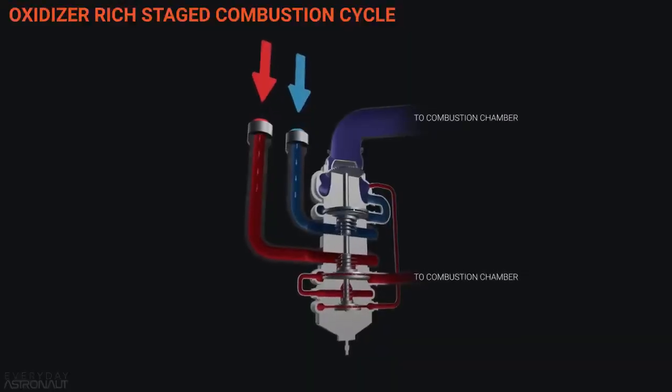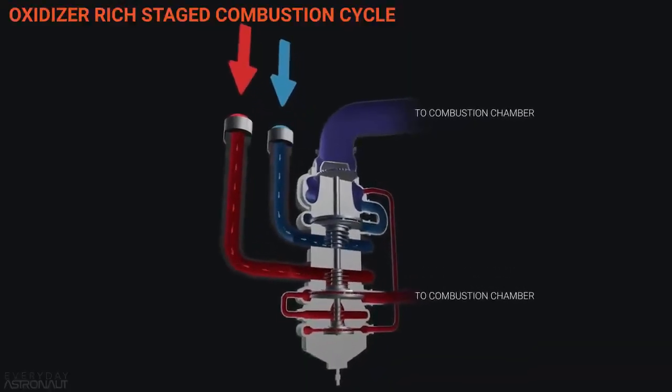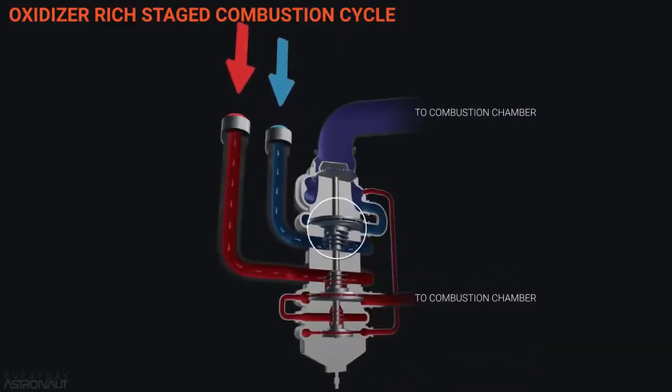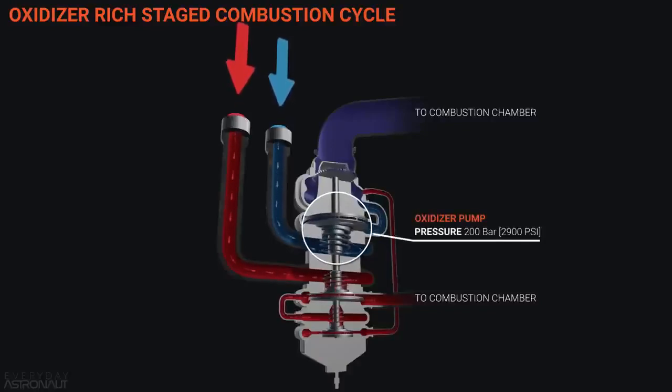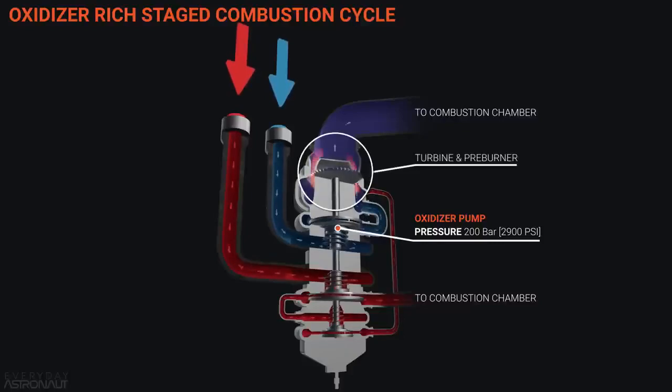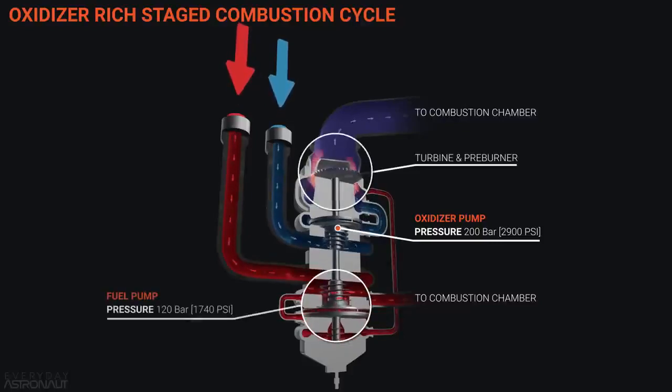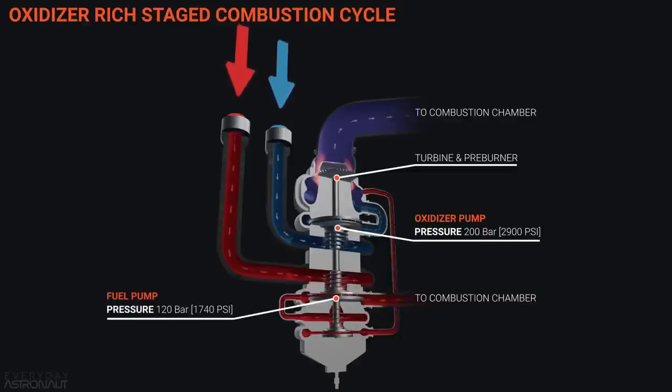In the oxidizer-rich staged combustion cycle, all of the oxidizer will get compressed up to very high pressure since it all will flow through the turbine. But that same thing isn't true for the fuel. The majority of the fuel will just flow into the combustion chamber. So it only needs to be pressurized to about that 20% higher pressure than the combustion chamber. But we still need some of the fuel to be high enough pressure to power the pre-burner.